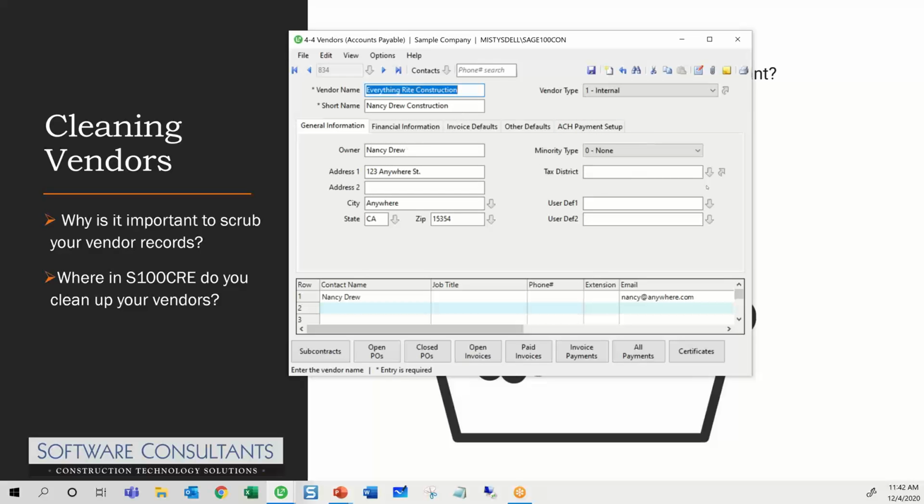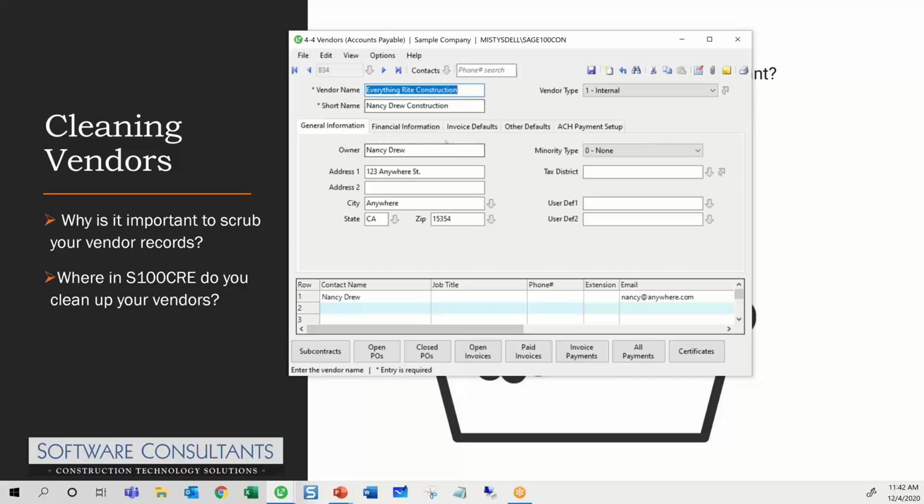And there's a lot of options in here for everything to do with a vendor. This is a vendor table. But some of the important ways in Sage 100 Contractor to clean up your vendors is making sure that the legal name, which is the vendor name, the top line right here, is what is going to print not only on checks to this vendor, but also on the 1099s and any other communication that you're going to have with them. This needs to be their legal name according to their W-9.